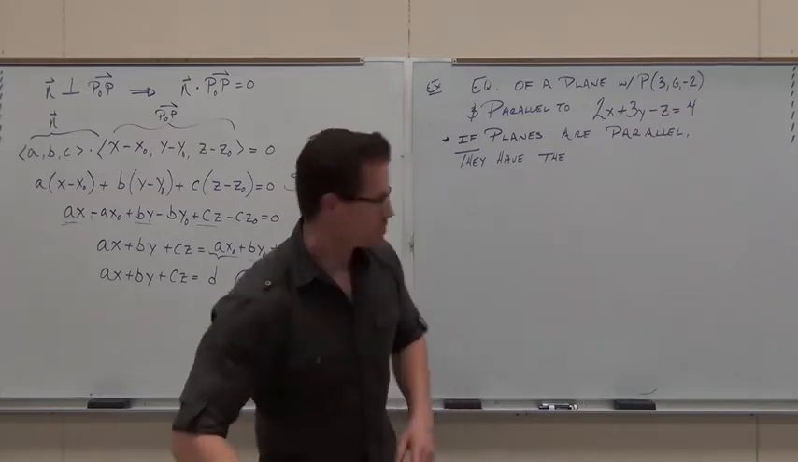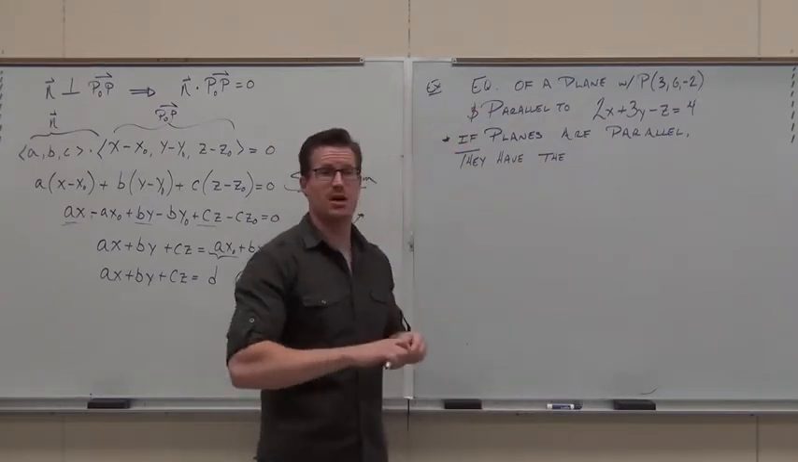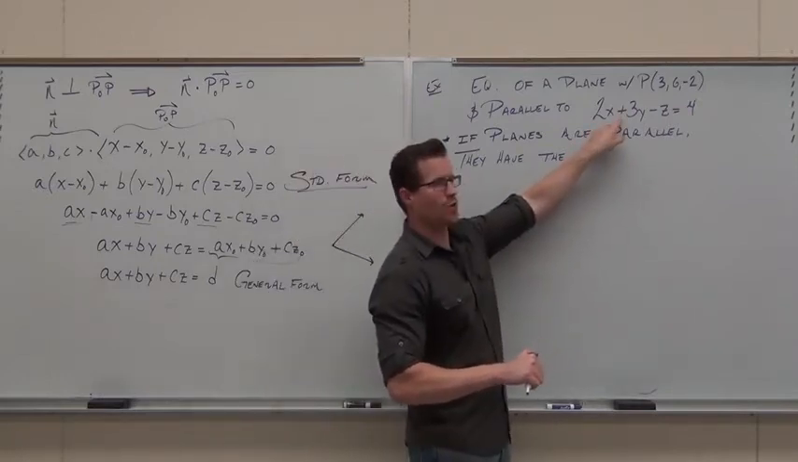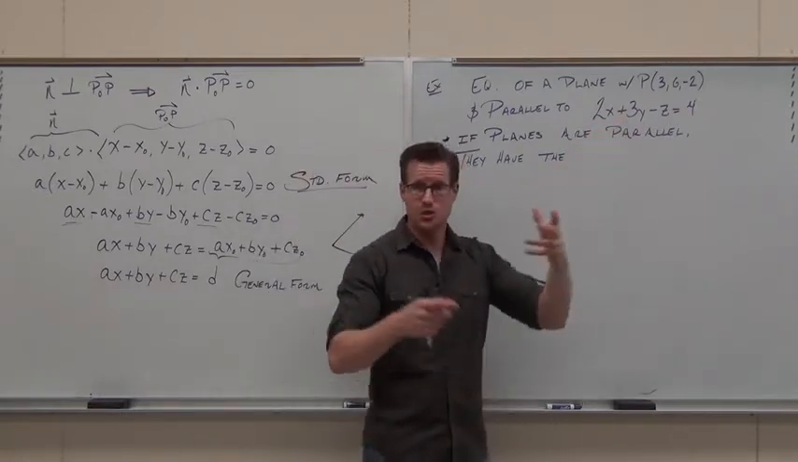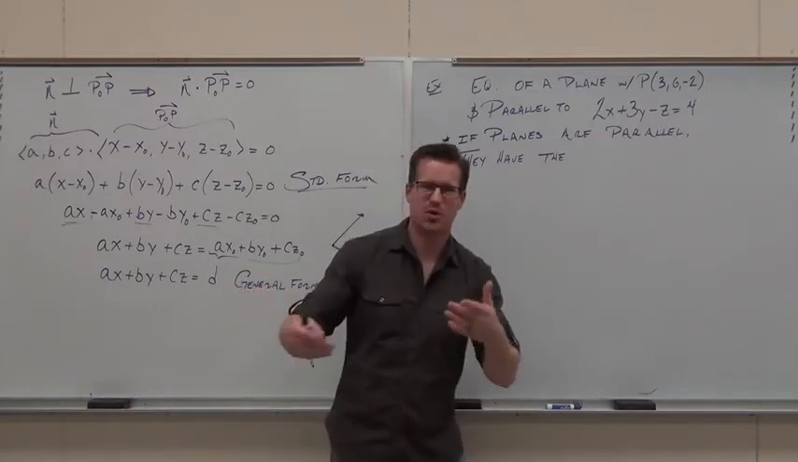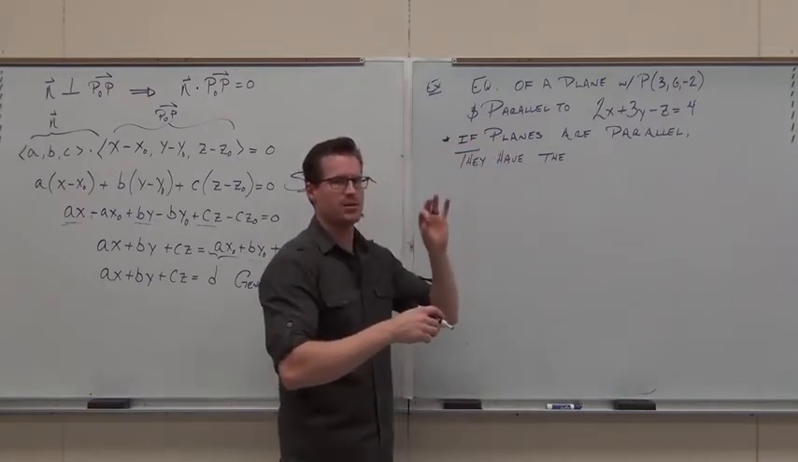No. So whenever I ask you to find the equation of a plane that's parallel to another plane, if you can find the normal vector to a parallel plane, you have found the normal vector that we are looking for. Does that make sense to you? It's not super hard, but you gotta think like this. If planes are parallel, they have the same normal vector.